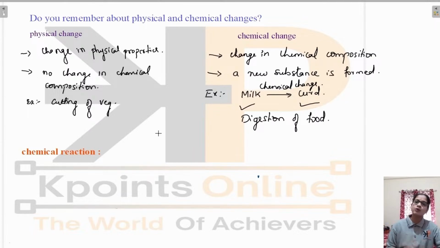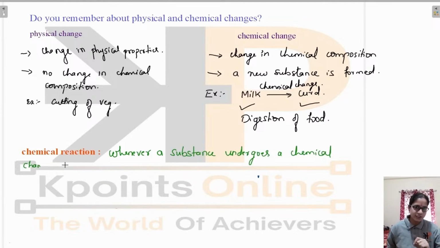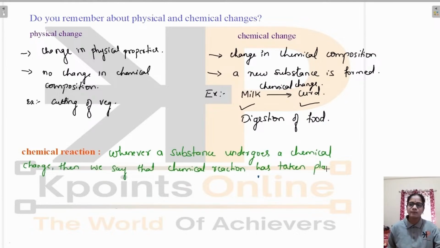So overall you have to remember that in physical change there is no change in the chemical composition or identity of a substance, but in chemical change a new substance is formed. Now you can easily understand what a chemical reaction is. How do you define a chemical reaction? Whenever a substance undergoes a chemical change, we say that a chemical reaction has taken place. We observe many chemical reactions in our daily life. Can we give an example for it?